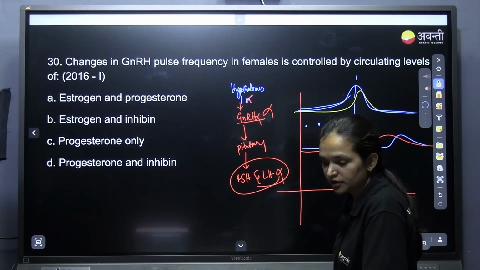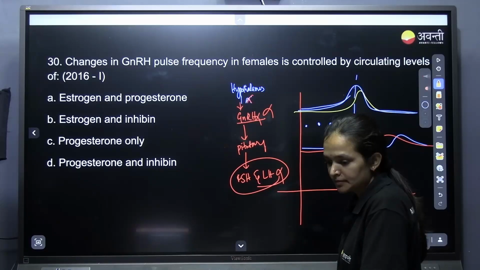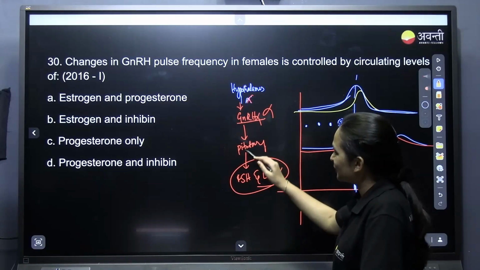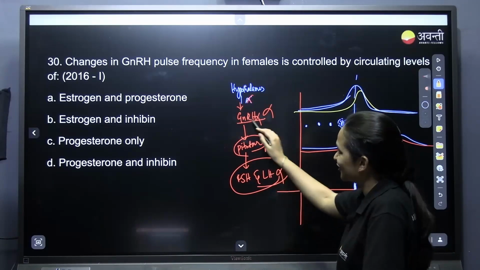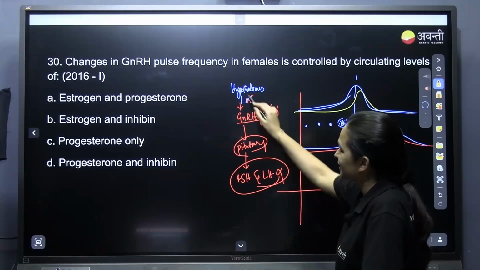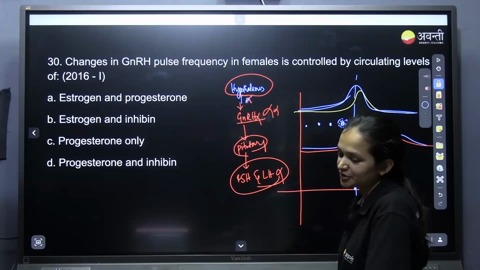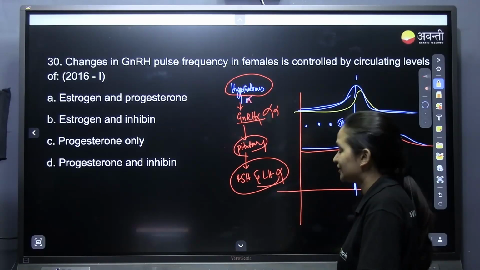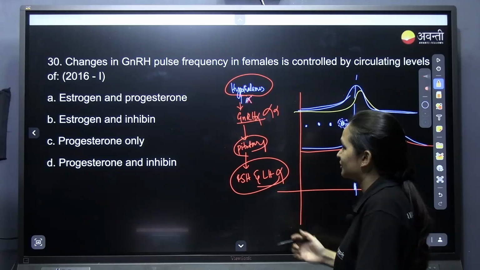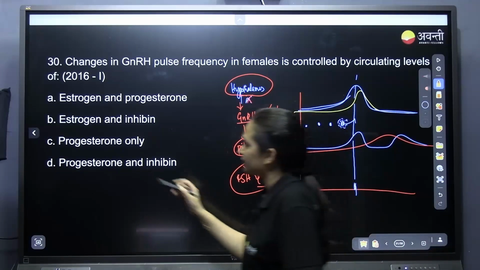Any doubt? Did I confuse you? So, if the pituitary should not produce FSH and LH, gonadotropin releasing hormone should not be produced. So, the hypothalamus should get the signal telling negative inhibition. In a sense, negative feedback mechanism, that is inhibition. That is what estrogen and progesterone do.